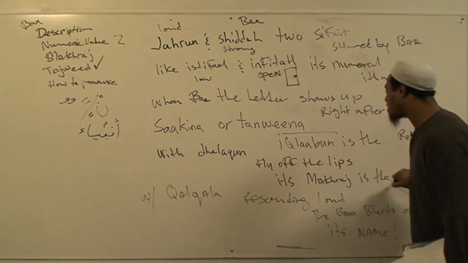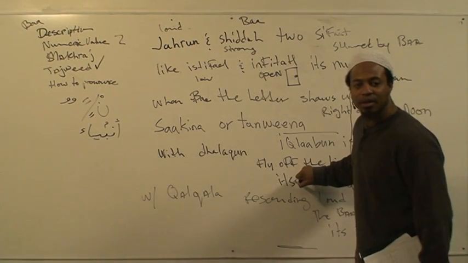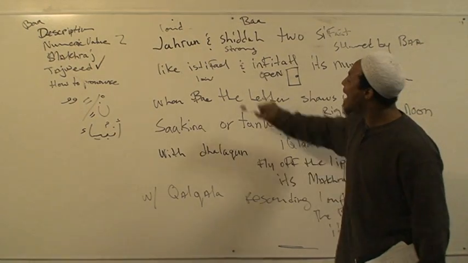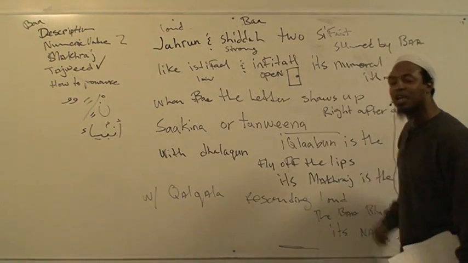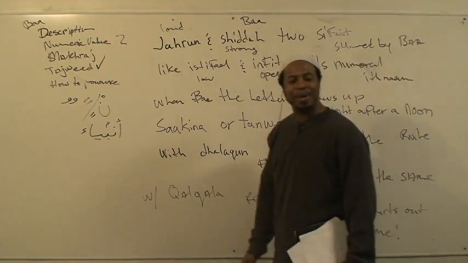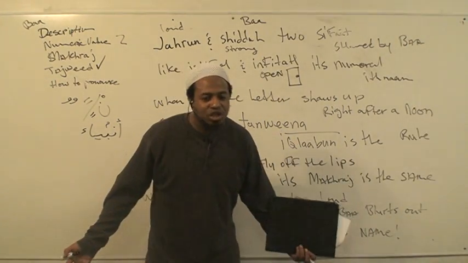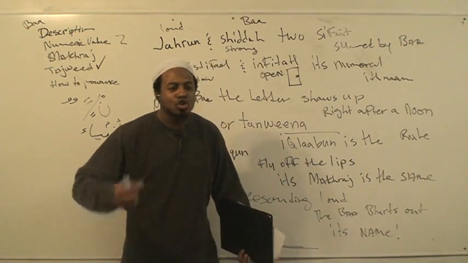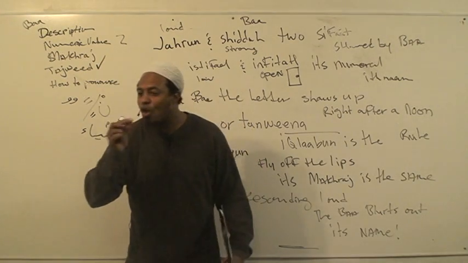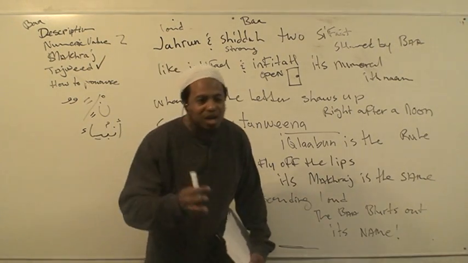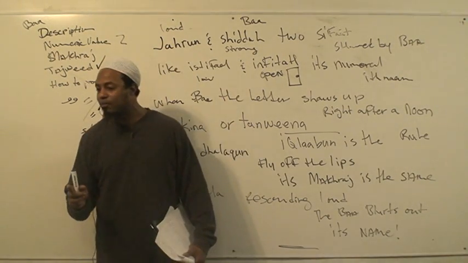Its makhraj is the same. Who's its? Ba. Ba's makhraj is the same. It's off the lips. Right? Everybody say ba. Where's the makhraj? Right there. You don't know it unless you know where the makhraj is. You don't know it unless you know how to pronounce it properly.